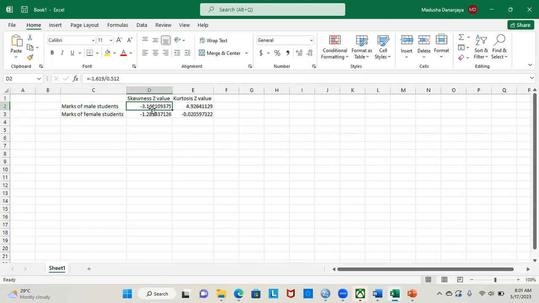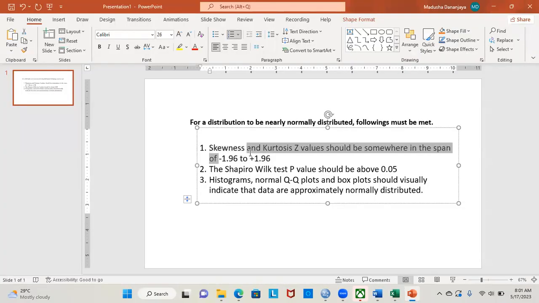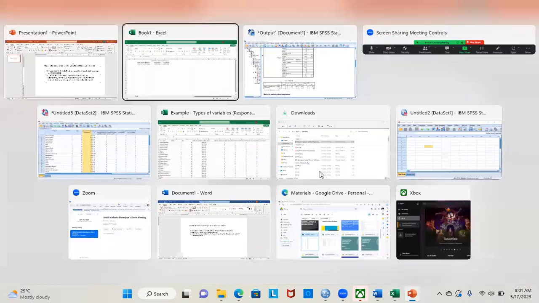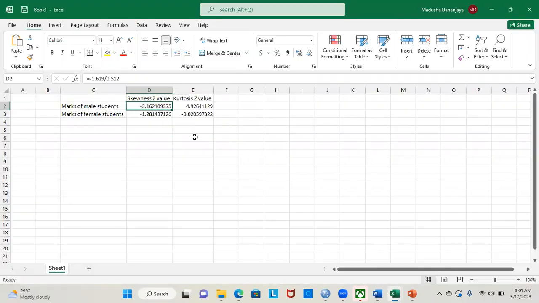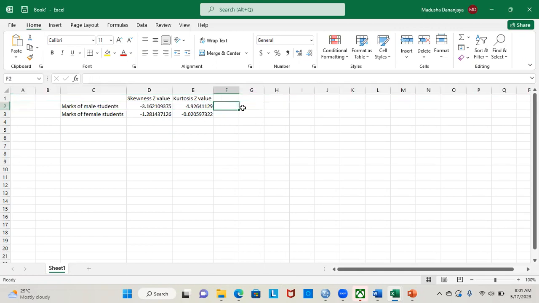the skewness Z value is minus 3.16. It is not in between minus 1.96 and plus 1.96, so it doesn't meet the criterion. And the kurtosis is also way above 1.96, so it doesn't meet the criterion again. So criterion 1 has not been met by the first one, marks of male students.